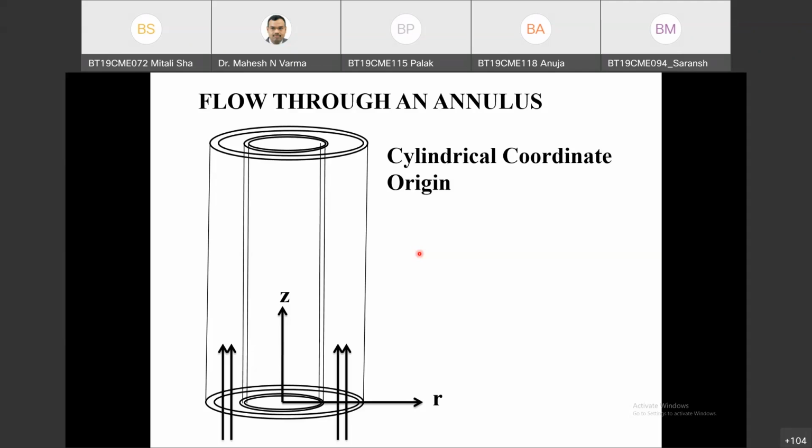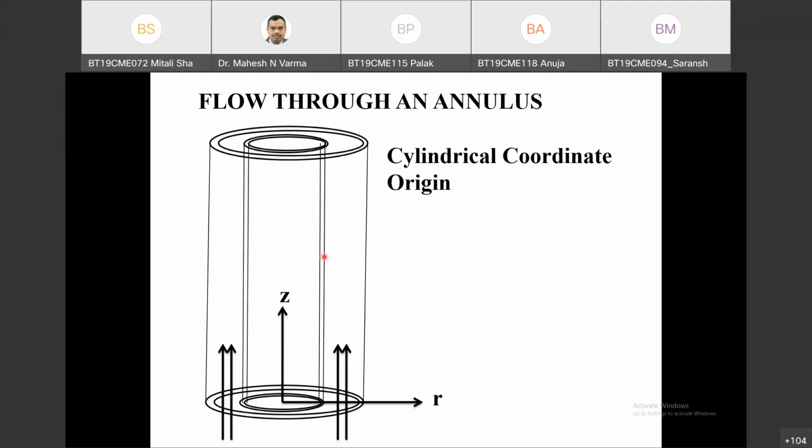So where will you get zero velocity first of all? Here it won't be symmetrical as in the case of flow through a pipe. It will be symmetric around theta. So where will you get zero velocity? At R equal to kappa R, that is one place you get zero velocity.